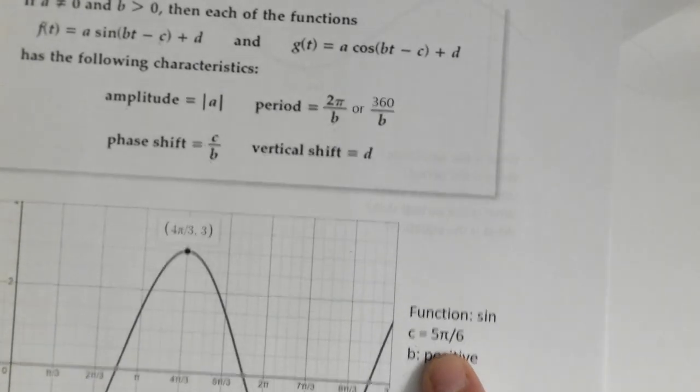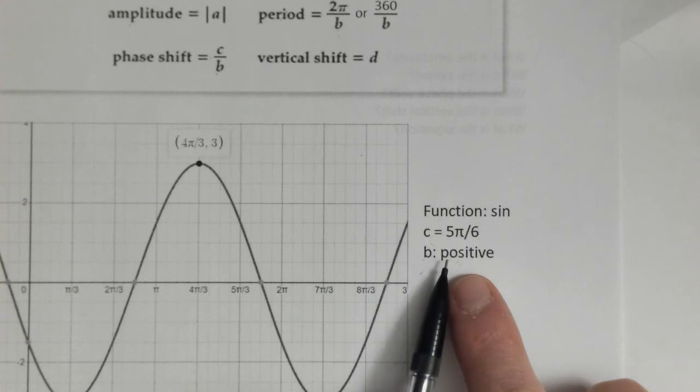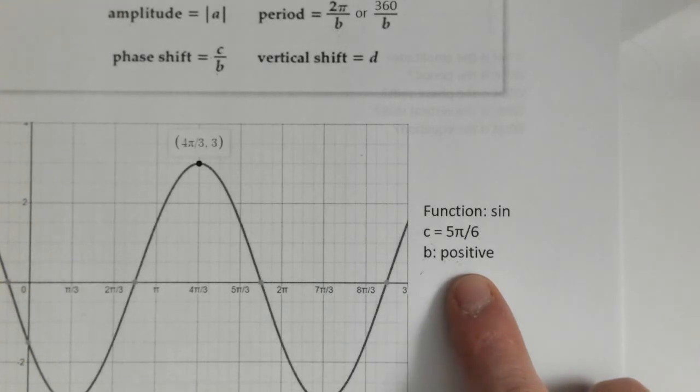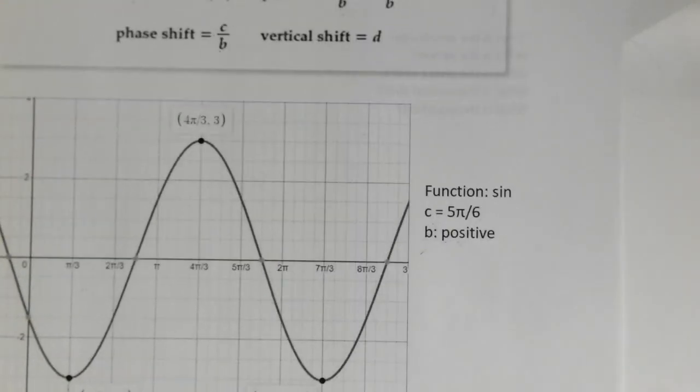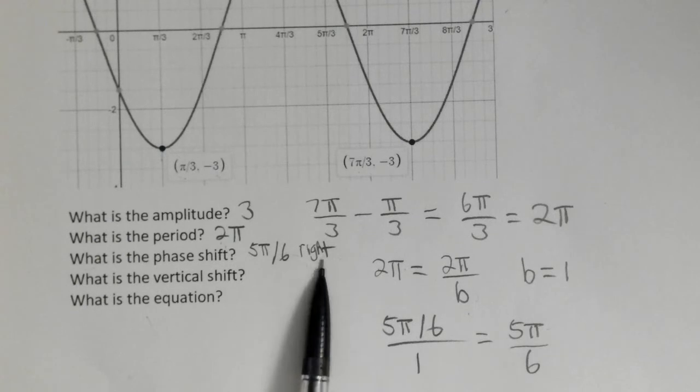So again, if the c is positive, it's going to be to the right. If the c is negative, it's going to be shifted to the left. And if the b is negative, then you're going to reverse it. All right, so just something to keep in mind. You have to make sure that you get the descriptor right as to which direction the phase shift is occurring.